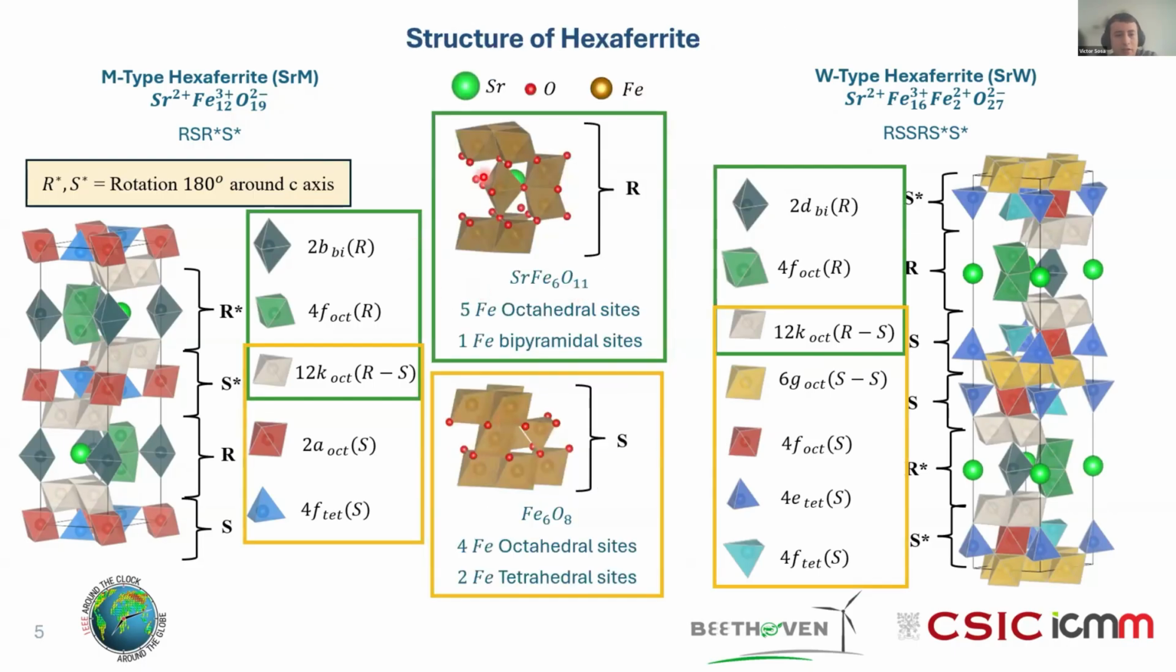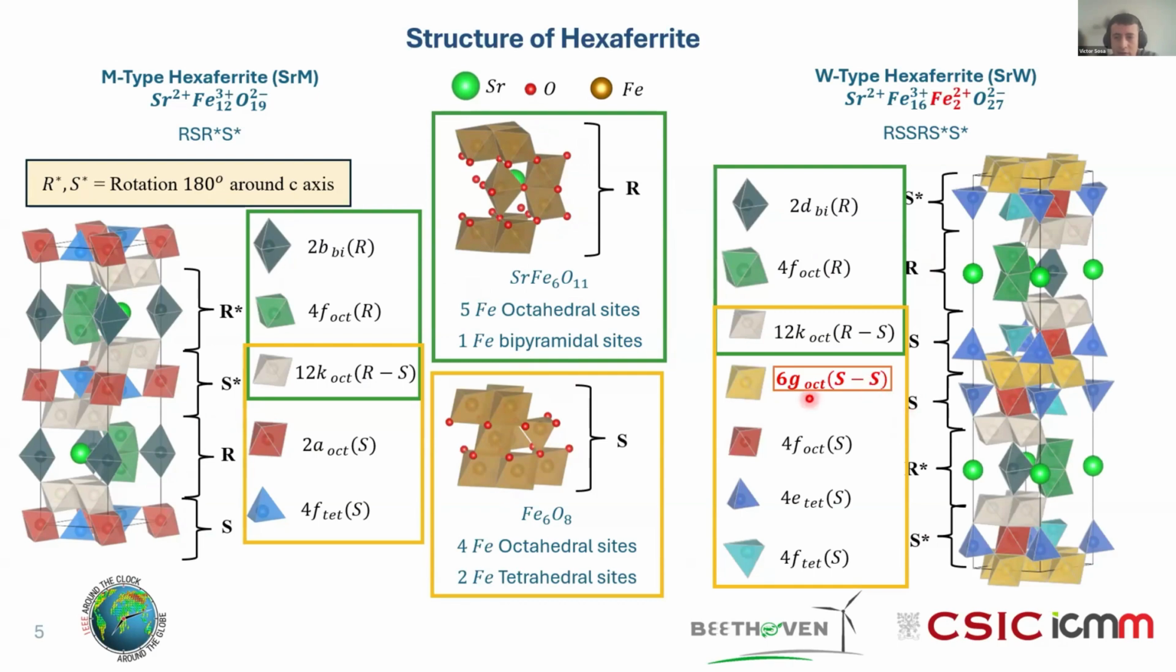Both materials are made with these two blocks, an R block and an S block, and the difference is in the stacking sequence. For the M-type hexaferrite, we have an RS stacking, while for the W-type hexaferrite, we have an RSS stacking. And because the stacking is different, there are two key differences.